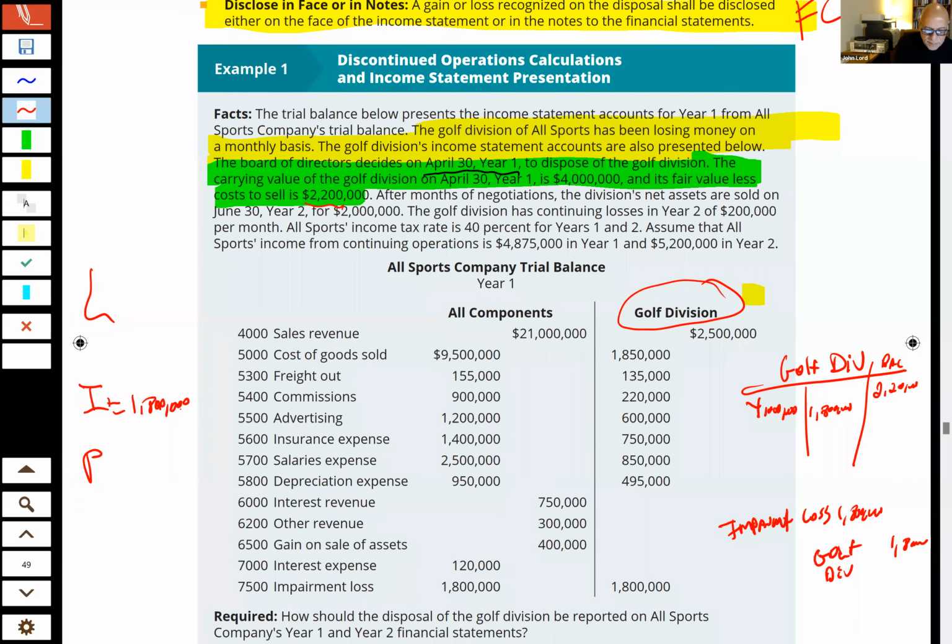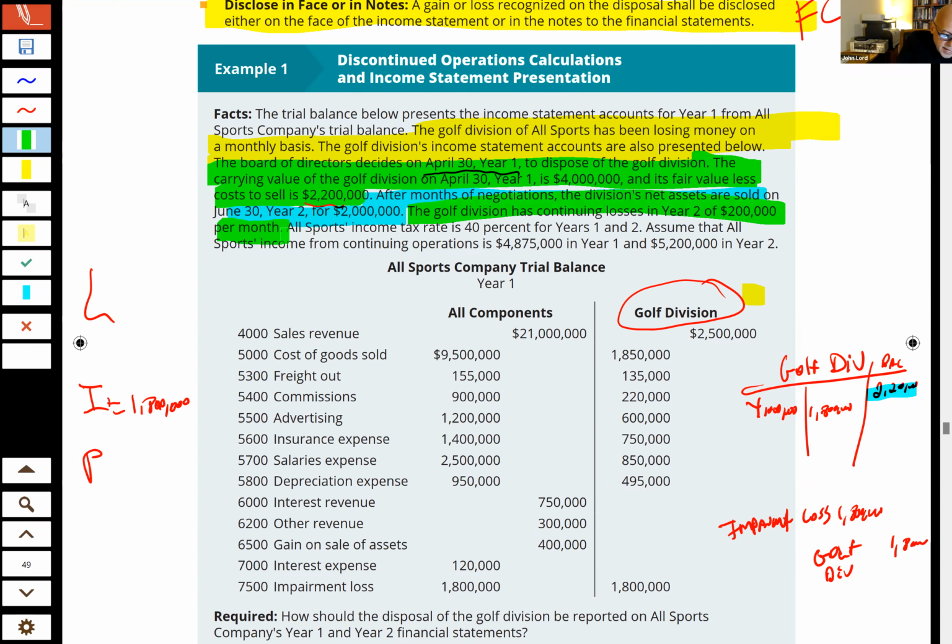Then they tell us that what? After months of negotiation, in year two, we finally sell the thing for 2 million. So we're literally going to end up selling it for less than what we were carrying it at in year two. So we're going to have a disposal loss here, aren't we? But we take that amount when? In the period in which it occurs. We won't take that until year two. And then the golf division losses in year two continue to be 200,000 per month. Well, we'll take that in year two when it occurs.